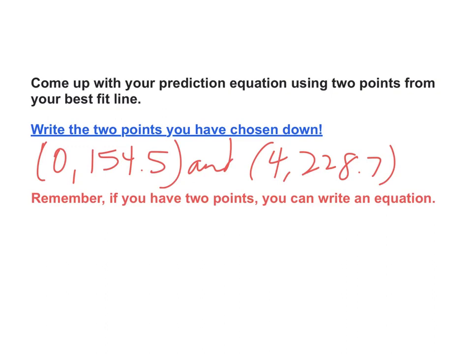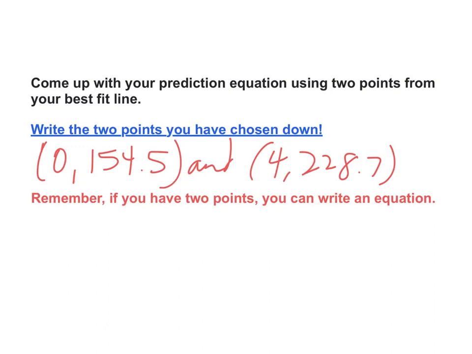Go. What 2 things do we need in order to write an equation? 2 points. Slope and the y-intercept. So, when you're finding the slope, this is the advantage to choosing the y-intercept as one of my points, because now I don't actually have to solve for the y-intercept.